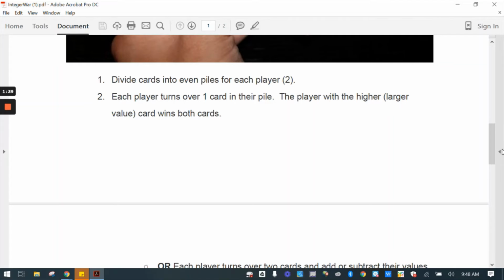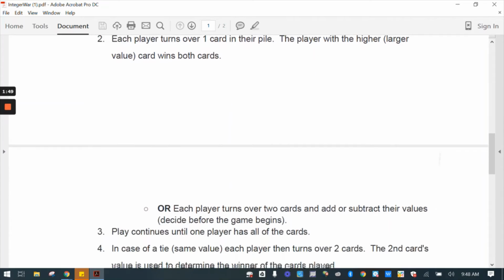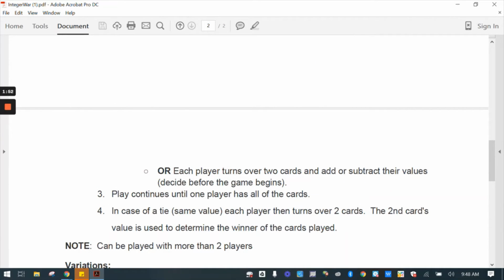We could have a variation where students each turn over one card in their pile, and the player with the higher or the larger value card would win the cards. Or you can have each player turn over two cards and add or subtract their values. You would decide which variation you're going to play before the game begins. Play would continue until one player has all the cards. If there's a tie where each player comes up with the same value, then we would just turn over additional cards and use the second card's value to determine the winner.